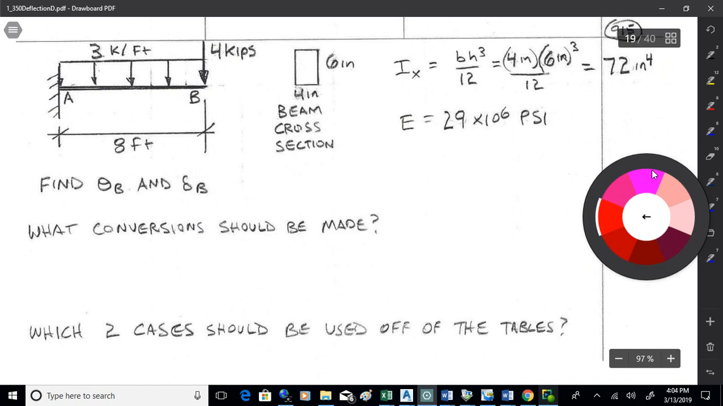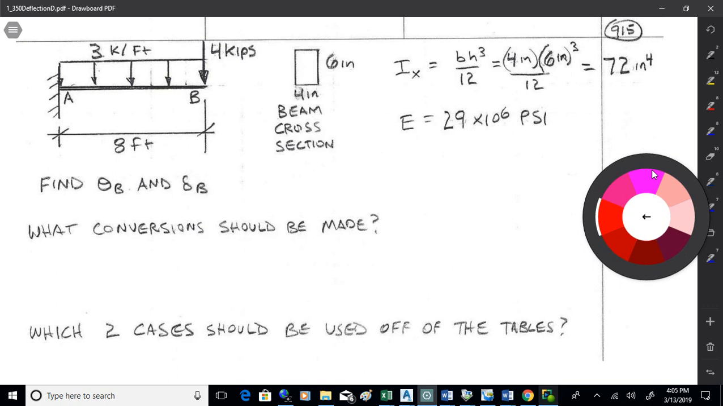So bh cubed over 12 is 72 inches to the 4. We've got E, so this is 29 times 10 to the 6 psi. Now what we want to do is find the angle, which is the slope, because remember an angle in radians and the slope are pretty much the same thing for small angles, and delta B. We want to find both of those, all right?